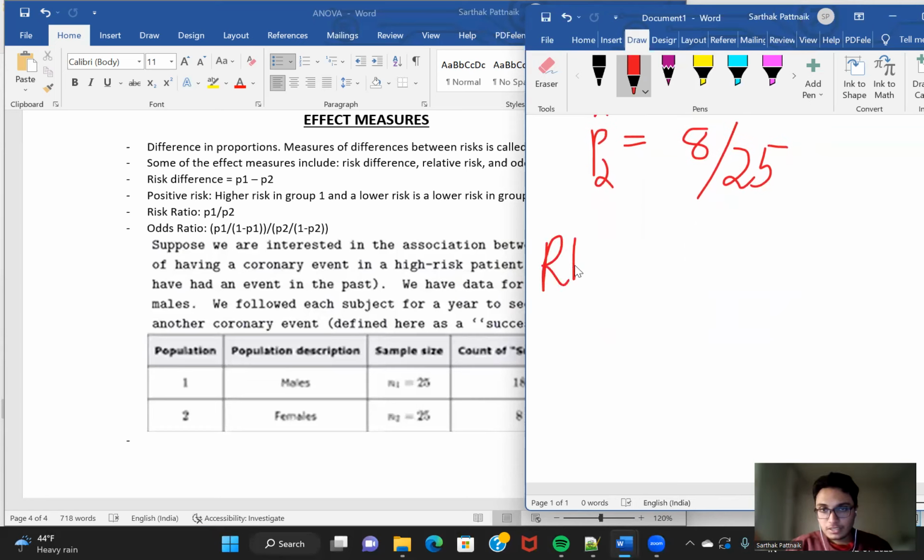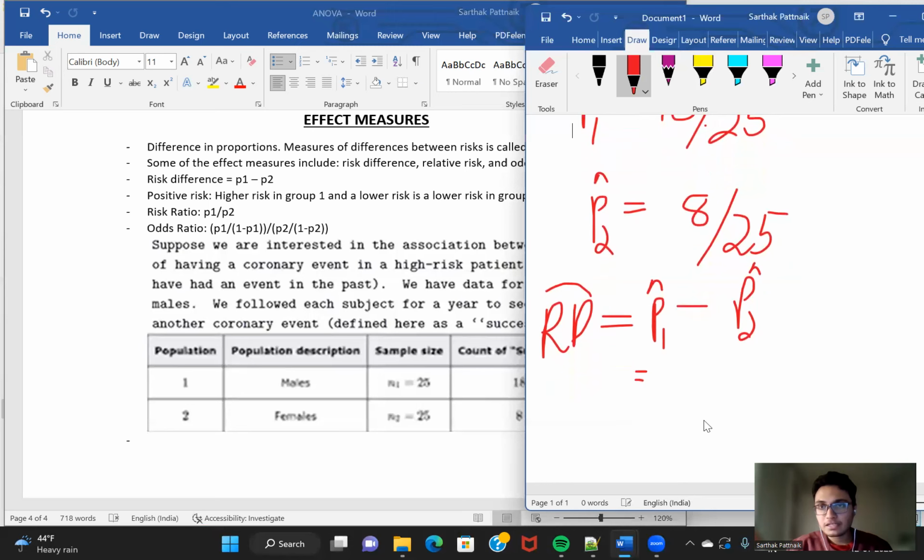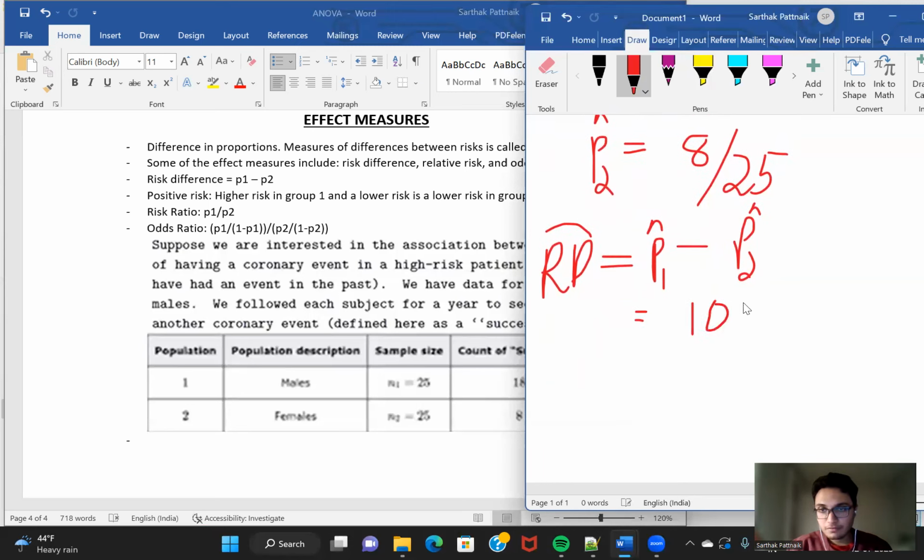What will be the risk difference for this? Let us calculate P1 cap minus P2 cap, which is 18 minus 8 by 25, which is going to be 10 by 25, which is 0.4. This indicates there is a 40% higher chance in sample 1 than in sample 2, or 40% more of that event happening for population 1 than for population 2.